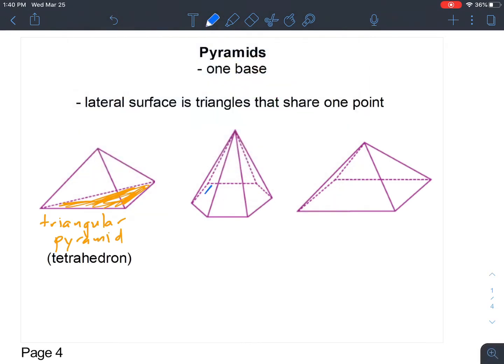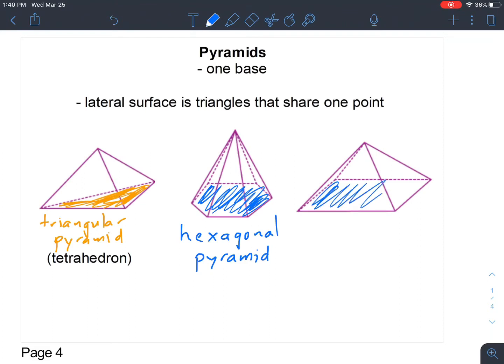The second one, the base, I count 6 sides on that, so this will again be hexagonal, and then it'll be a pyramid. And then for our last one, I'd say it's more rectangular this time. So we're going to call that a rectangular pyramid.